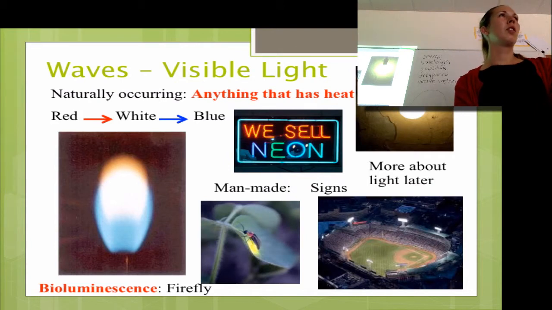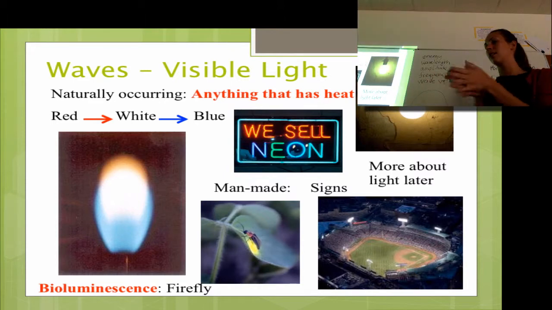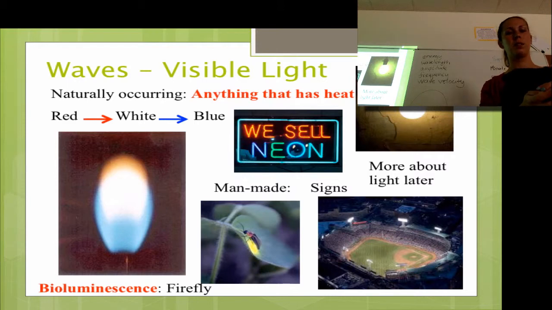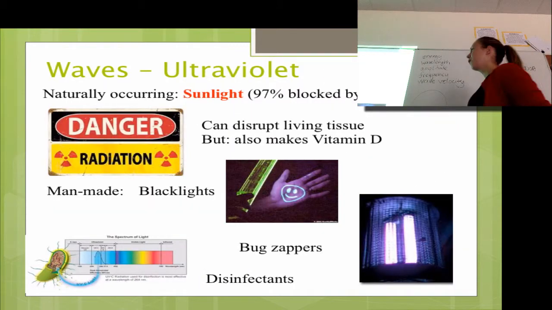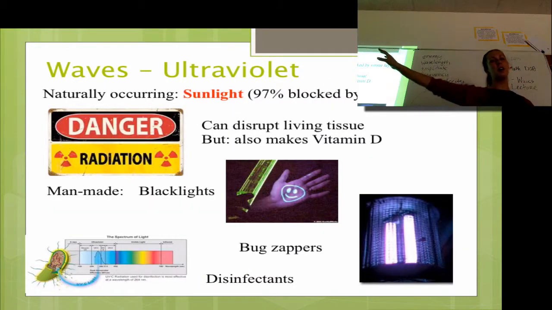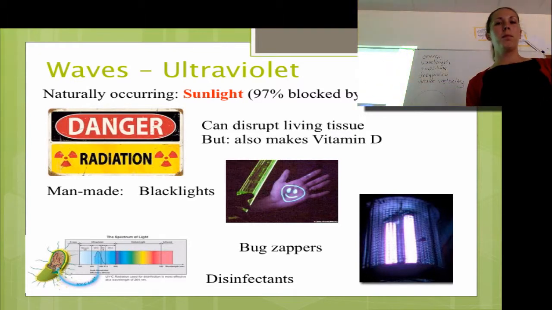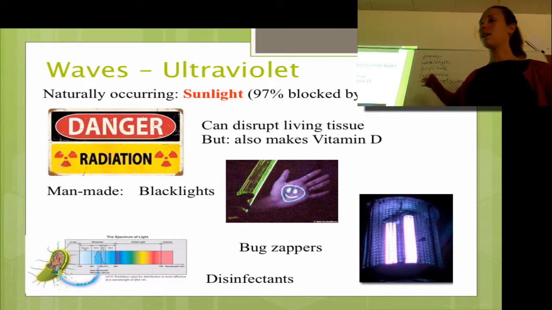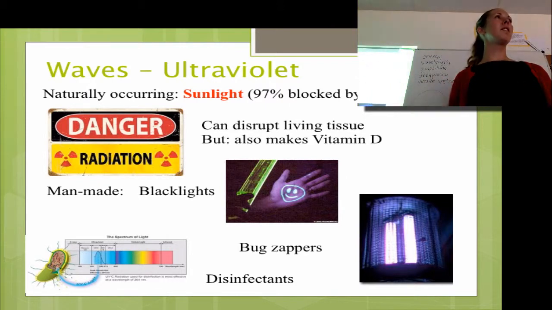Visible light is called visible light because it's what we can see. When that light is refracted and bent apart, we can see all the different colors of it. Fireflies have bioluminescence. They emit visible light. Ultraviolet. So moving higher up in frequency and wavelength, sunlight is ultraviolet. It has different types of ultraviolet light, but it's still mostly ultraviolet. When I say it can disrupt living tissue, what that means is it causes cancer.